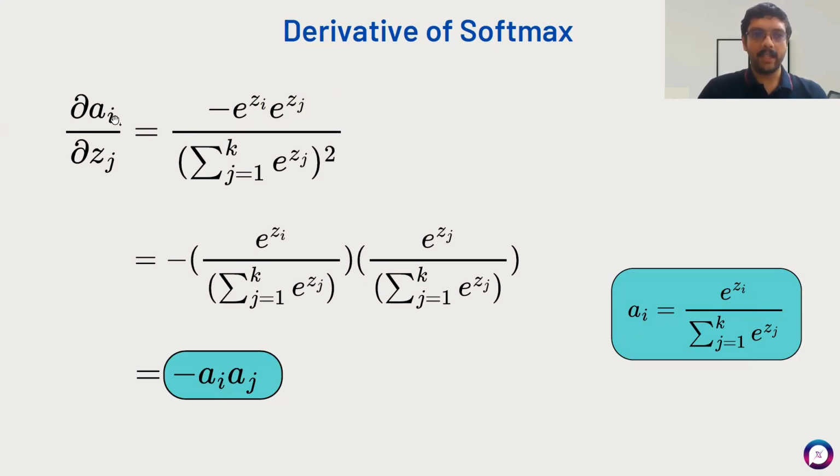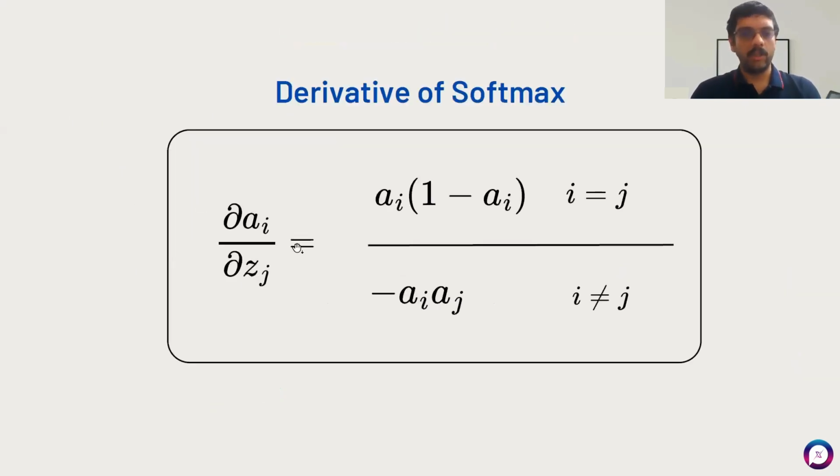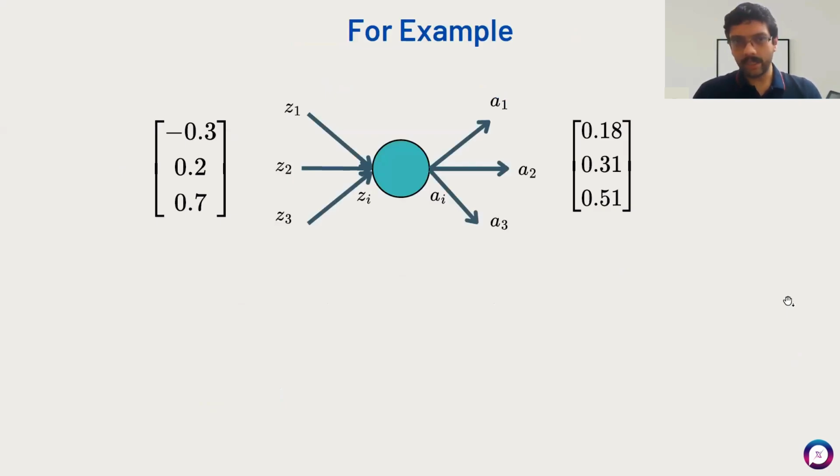So if it's Ai, the derivative of Ai with respect to Zj, the output, is minus Ai Aj, right? For this derivative, if i is equal to j, the derivative is Ai times (1 minus Ai). And if i is not equal to j, it's minus Ai Aj. Simple, right? Okay, so now that we've got this derivative of the softmax, let's look at an example.